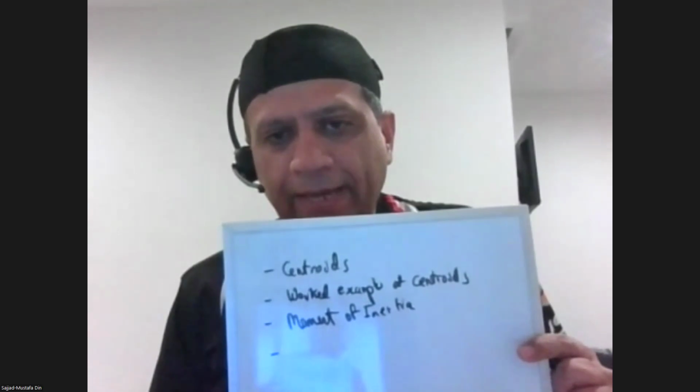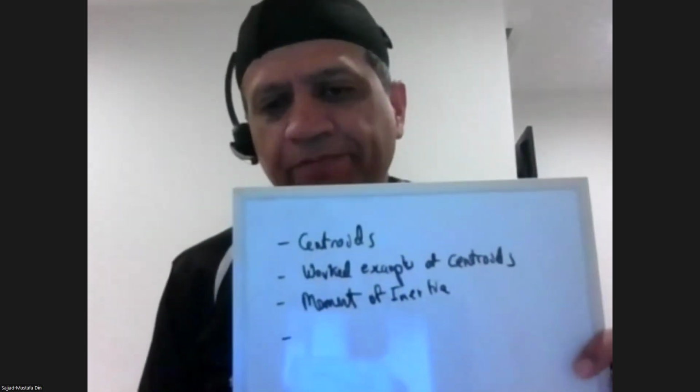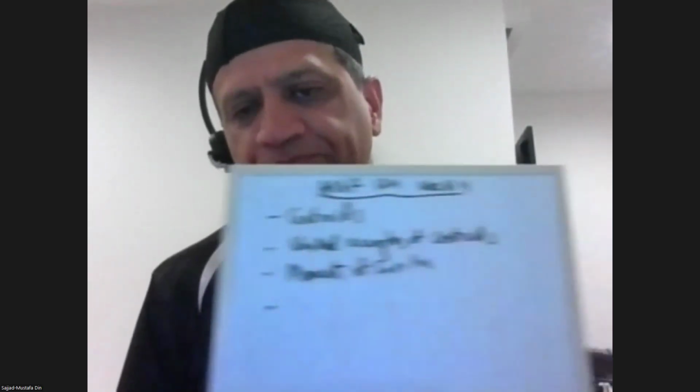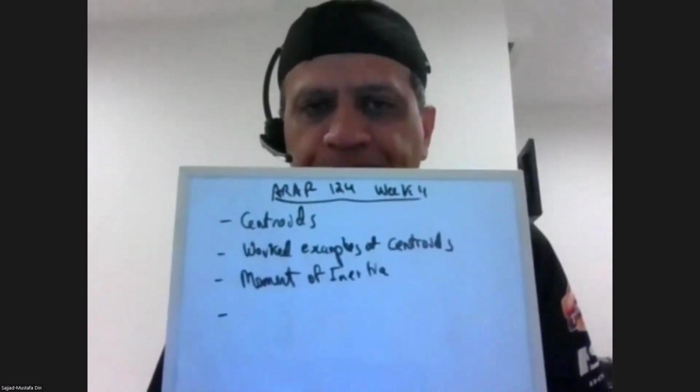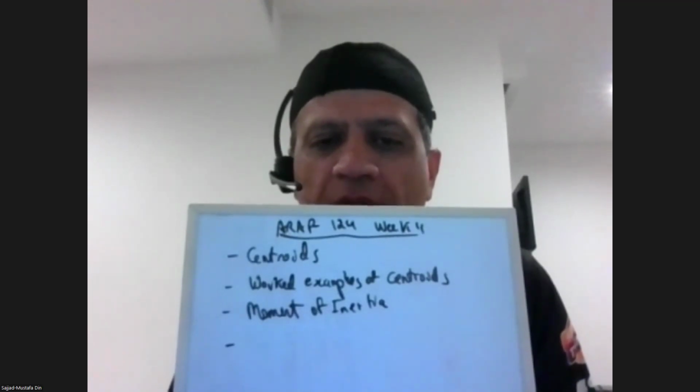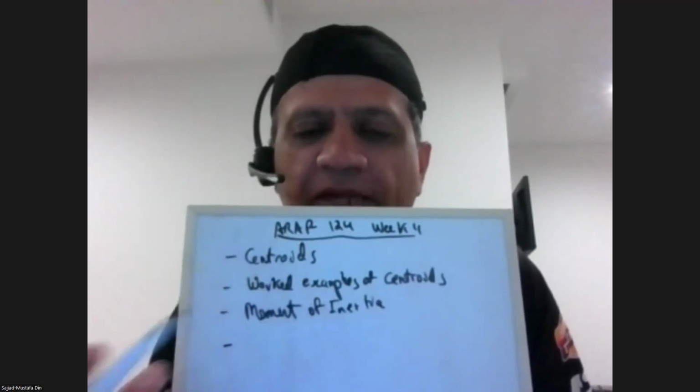We will be using the help of certain videos. So this is what we're looking at. This week's centroids work examples. It doesn't have examples here. So ARAP 124 week 11. Why this is important is because at a certain point, we will no longer have content. So these are the main topics this week. And then the only main topic that will be remaining after we finish this is radius of gyration.